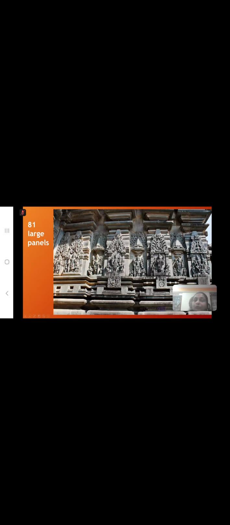Now, on the outside wall of the Garbhagriha, there are the large 81 panels that you come across as you circumambulate the temple. So what you find here are the various leelas of Lord Krishna. You'll find Lord Shiva's forms as well. Vishnu's Dashavatara is also there. So you'll find all the major forms, kriyas or the leelas performed by these deities.